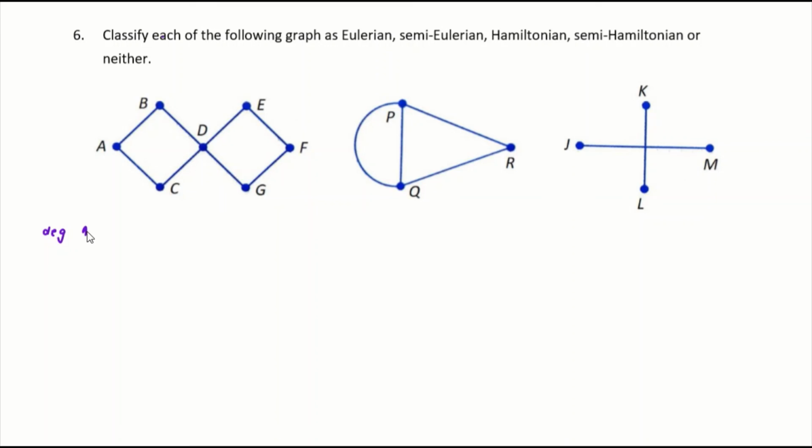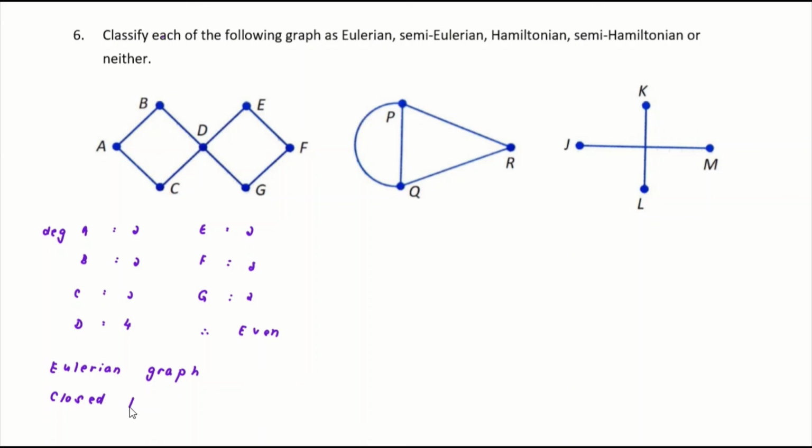The degree for A is 2, B is 2, C is 2, D is 4, E is 2, F is 2, and G is 2. In this case, you can see that it's all even, which means you can find an Eulerian circuit from them. You can start anywhere you want, just make sure you pass through all the edges and end at the same vertex. Okay, so it will give you a closed path.